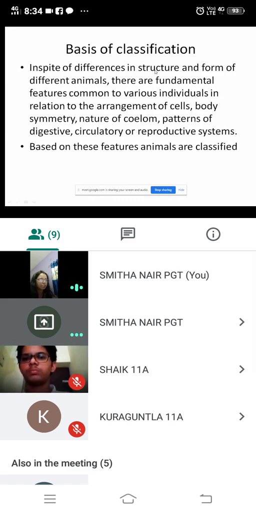Then nature of coelom. Coelom means the body cavity. So coelom, this is the nature of the body cavity that is present. That is one of the bases. Patterns of digestive, circulatory or reproductive system: how the digestive system is, how the circulatory system is, or how the reproduction takes place. Based on all these things, the animals are classified. So we will see each of these one by one.